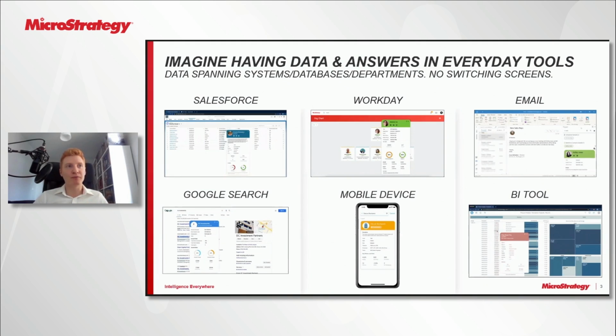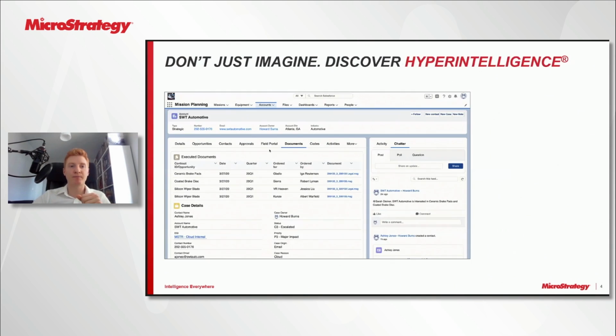Well, imagine that on top of email and all the other applications mentioned during the poll, but apparently we have an audience that only uses email, you could combine insight from across different data systems and databases and different departments without needing to switch screens. Imagine that you have data and answers integrated with all these applications together with built-in workflows. And I'm not talking about just email. I'm talking about all the applications that you could possibly imagine using in the everyday work that you're doing.